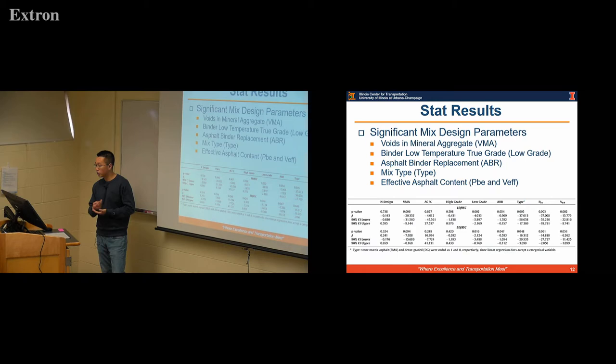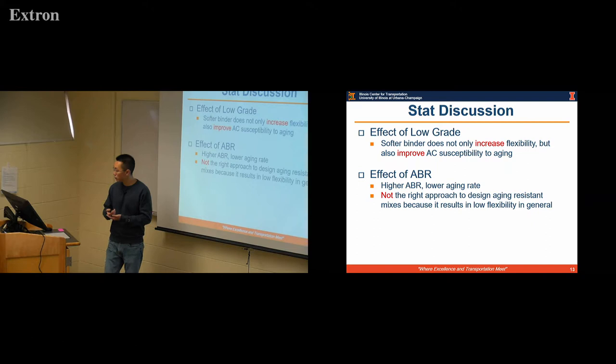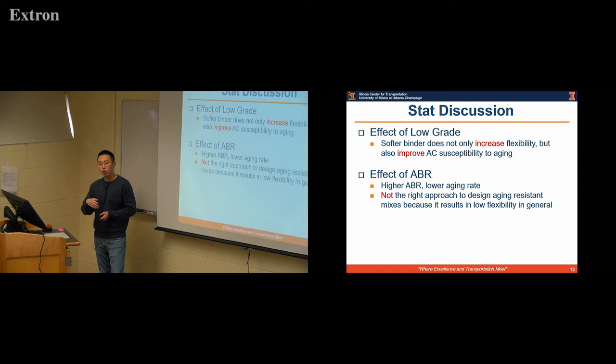I'll start with the effect of binder low temperature true grade. We divide the grade into high grade and low grade. We found that low grade is the most important one. And we conclude that a softer binder does not only increase the original flexibility, which is what we want, but it also improves AC susceptibility to aging. When you use a softer binder, you get a higher original flexibility index, and you can also expect a lower aging rate, which means your mixes are more resistant to aging and probably have more serviceability with respect to aging.